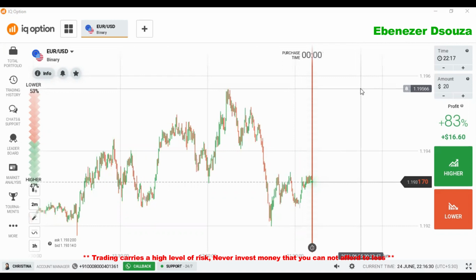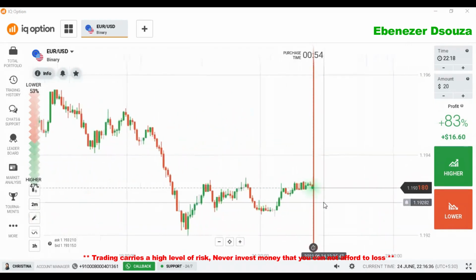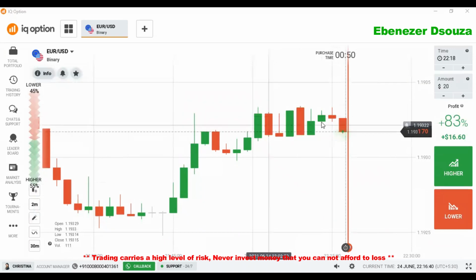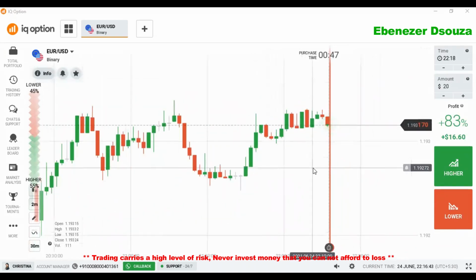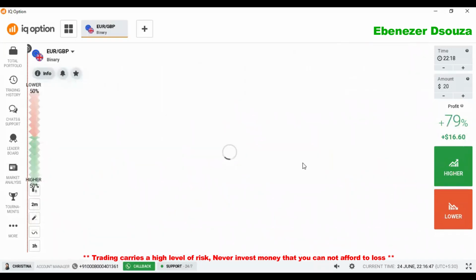Today I am going to show you how to trade with candlestick analysis. Let's start now. This is the Euro chart. The trend is an uptrend here and we are seeing a consolidation area, so it's better to avoid trading this pair. So I will change the pair.